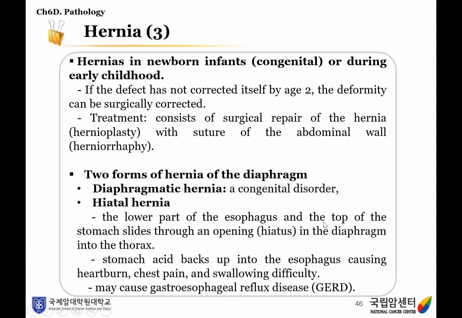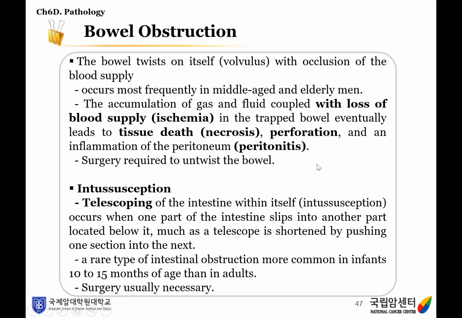lower part of the esophagus and the top of the stomach slides through an opening in the diaphragm into the thorax. So stomach acid backs up into the esophagus, causing heartburn, chest pain, and swallowing difficulty. So hiatal hernia may cause GERD, gastroesophageal reflux disease.